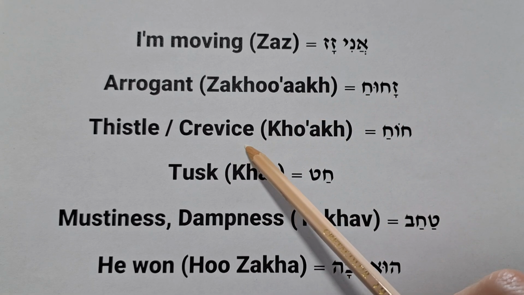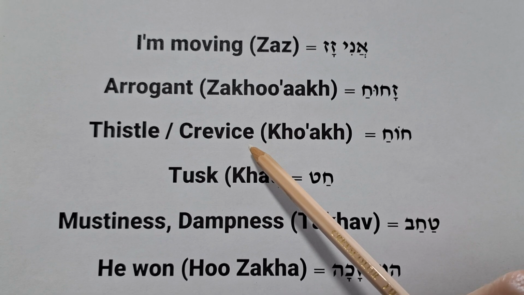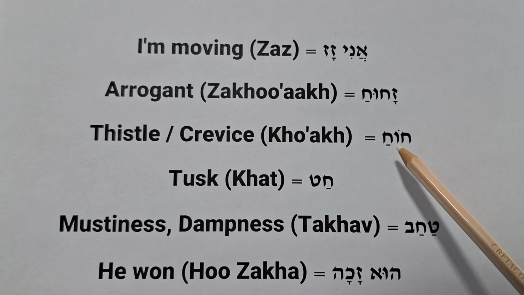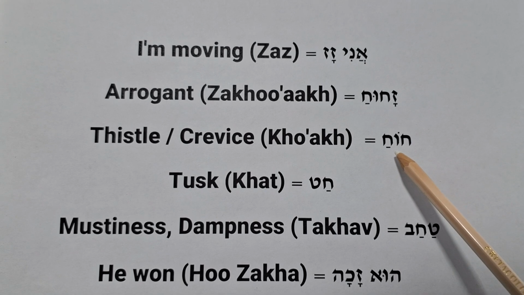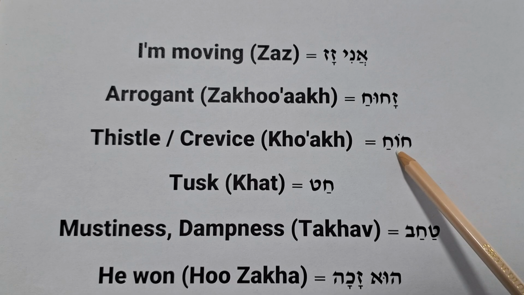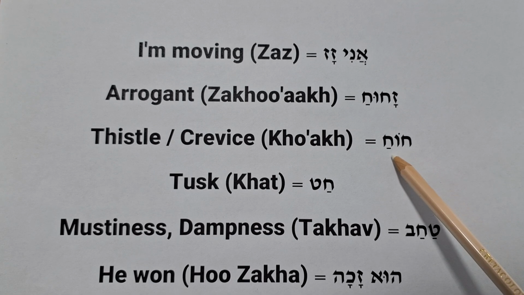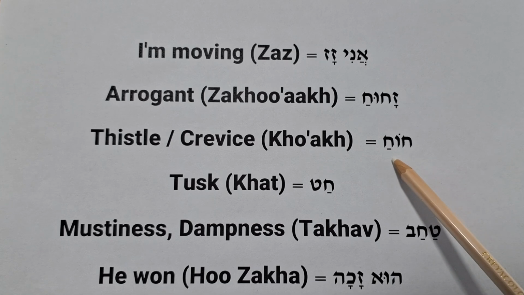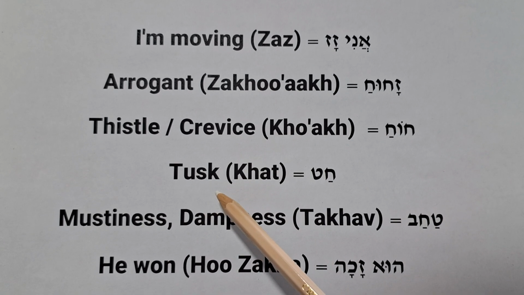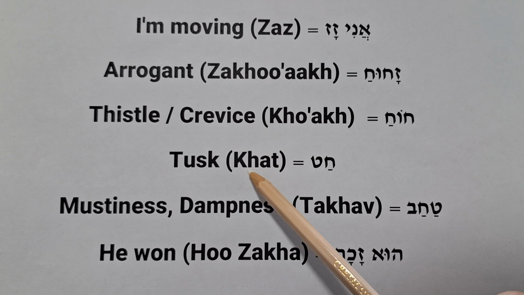Thistle, Crevice. Don't touch it, because it's not soft. So in Hebrew, it is Kho'akh. This is Chet, this is Vav, yes, and this is Chet again, Patach Gnuva. Kho'akh. Tusk. This is what the elephant has, right? The ivory, beautiful, elongated thing.